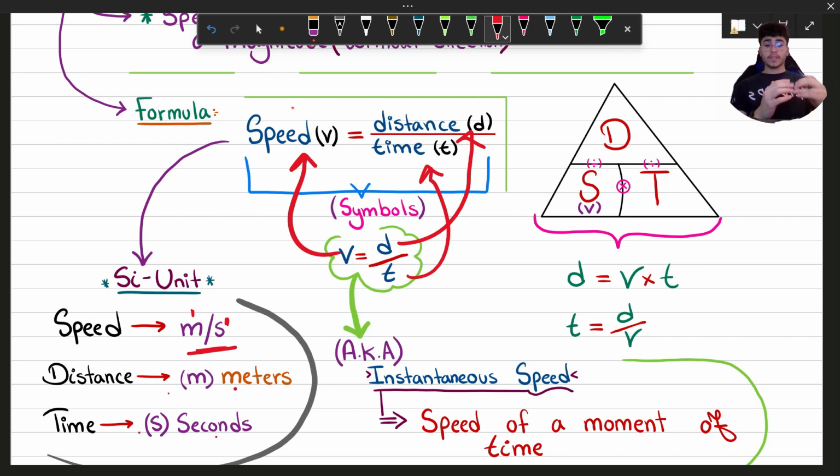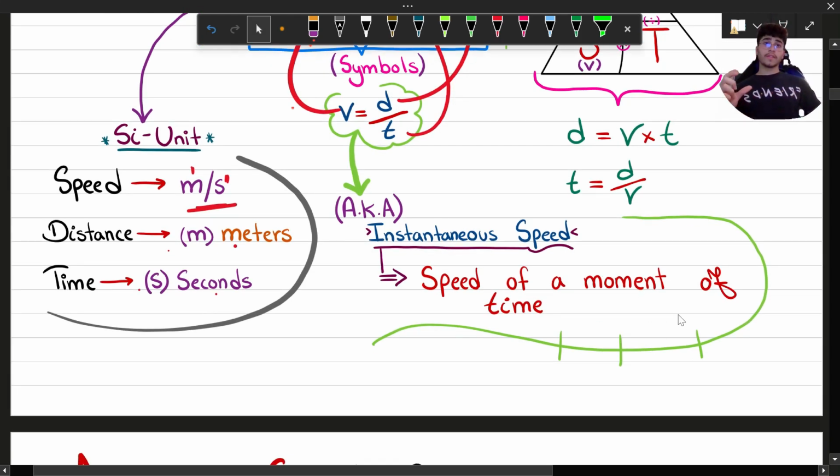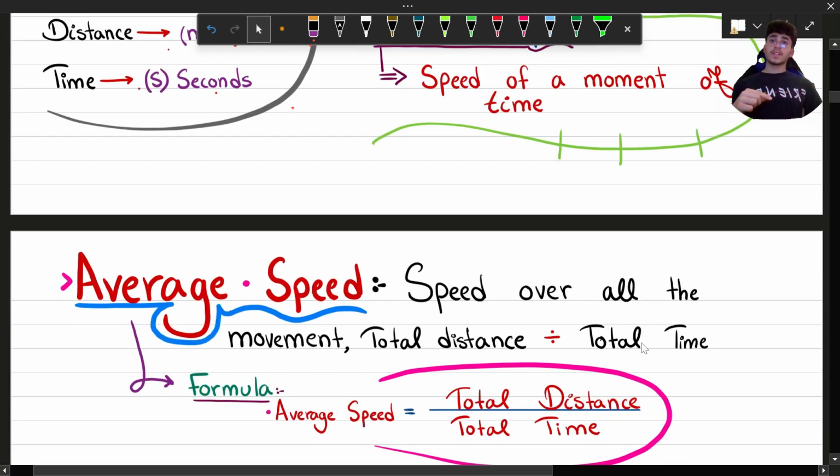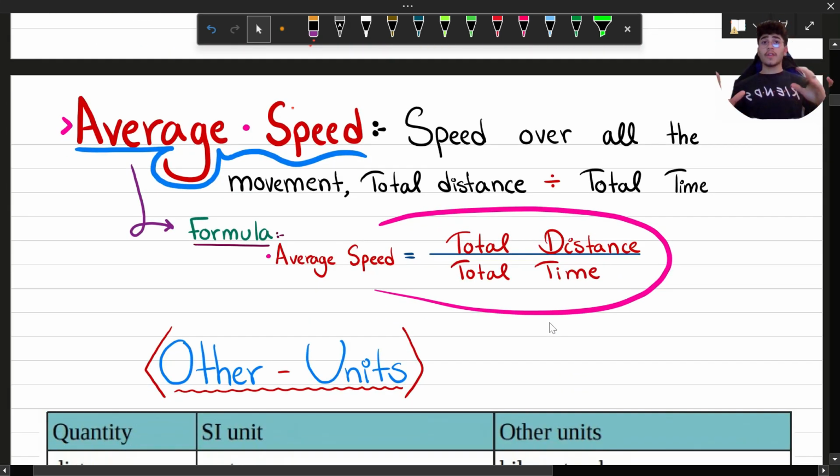This speed, distance over time, is specifically known as instantaneous speed because this is the speed of an object traveled in a moment of time. We have another speed that is the average speed. Average speed is the speed over all the distance divided by all the time. So the total distance covered by an object divided by the total time, while the instantaneous speed is a specific distance divided by a specific time. So the average speed formula is total distance divided by total time.